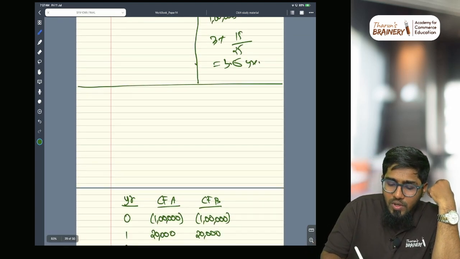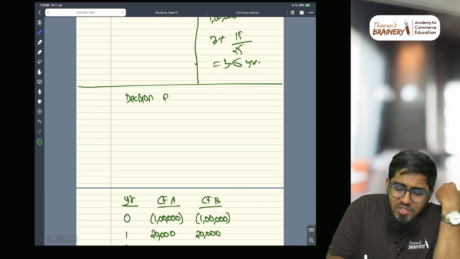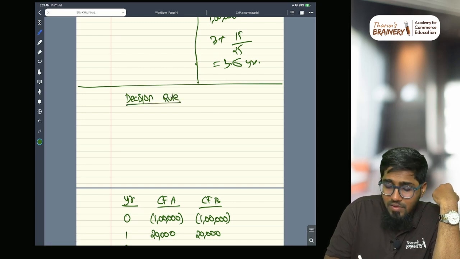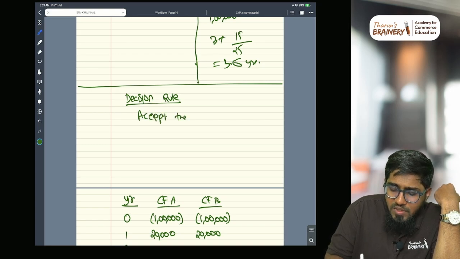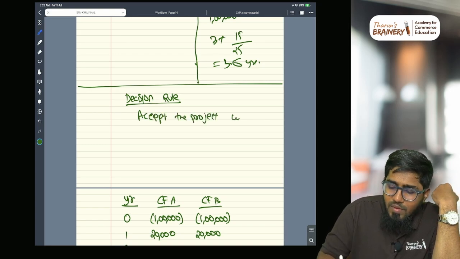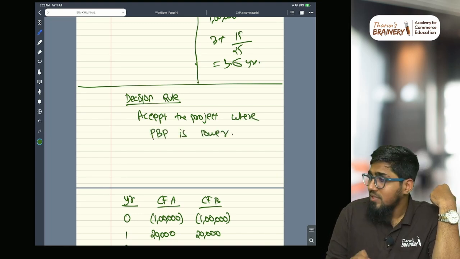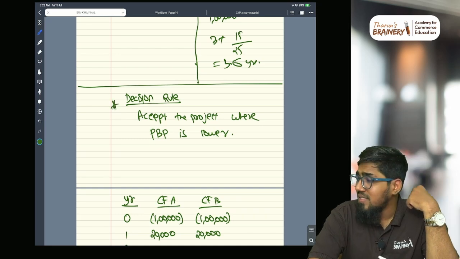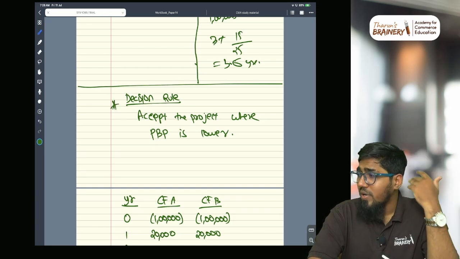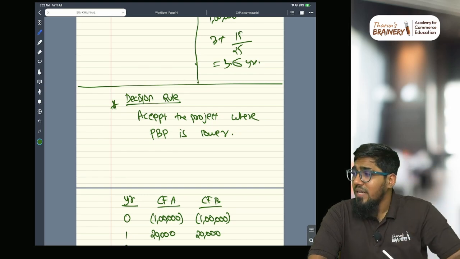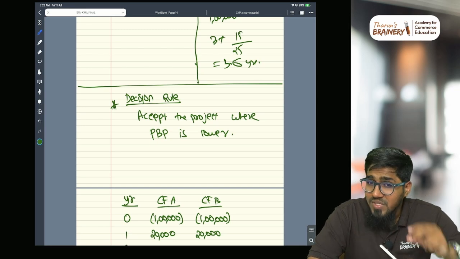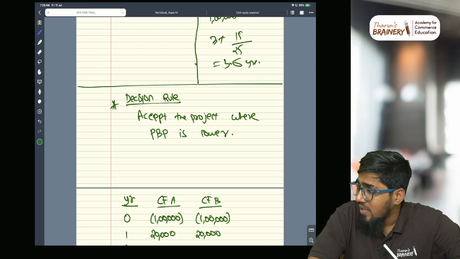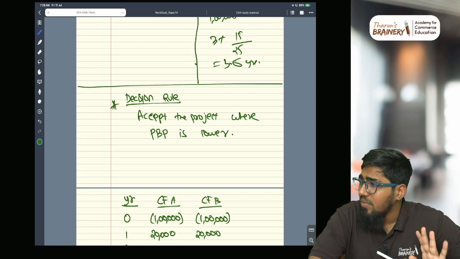What is the decision rule? This I will also tell you. The decision rule is: accept the project where the payback period is lower. Correct? Because what is beneficial? One project returns your money in 5 years, another in 4 years. So the 4-year project is better, because in 4 years you are getting your money back. Are you understanding? That is the reason the decision rule is to accept the project where the payback period is lower.